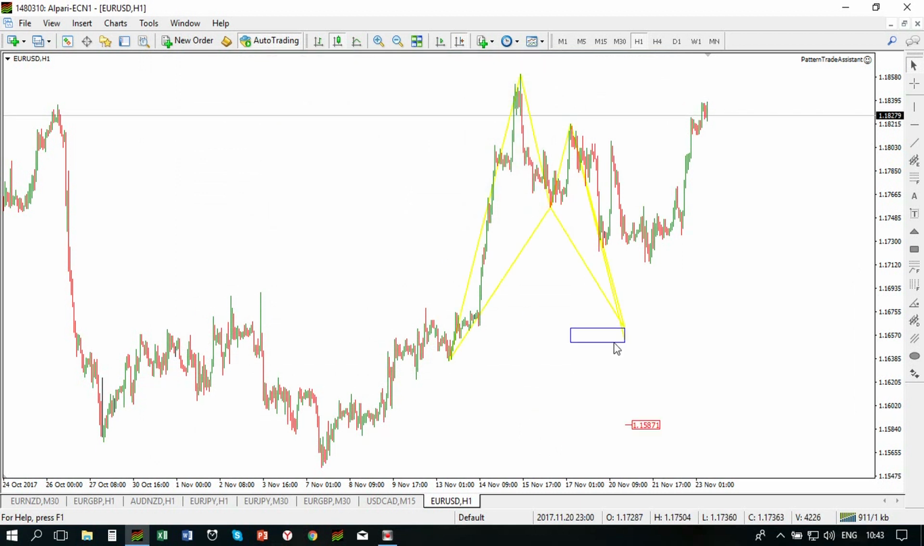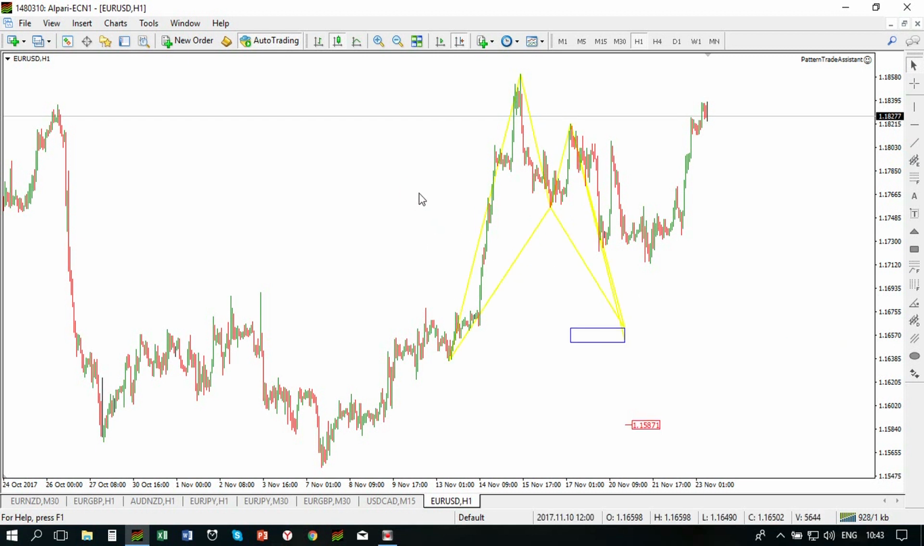Okay. This is the rectangle. Just a zone. Simple zone for you. You can extend that into future. This is your potential support. And somewhere here you just trade it as simple support or resistance.